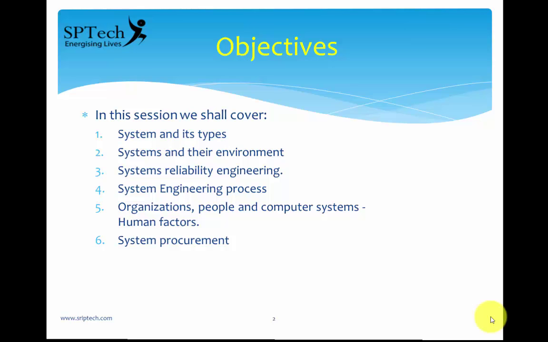We are going to look into the session objectives very quickly. We are going to define what a system is and what the different types of systems are. We are also looking into systems in their environment. We shall look into the systems reliability engineering factors, and we shall also throw some light on the process of system engineering. We'll also see how people, computer systems, organization and human factors affect the performance of the system, and also we'll look into system procurement.